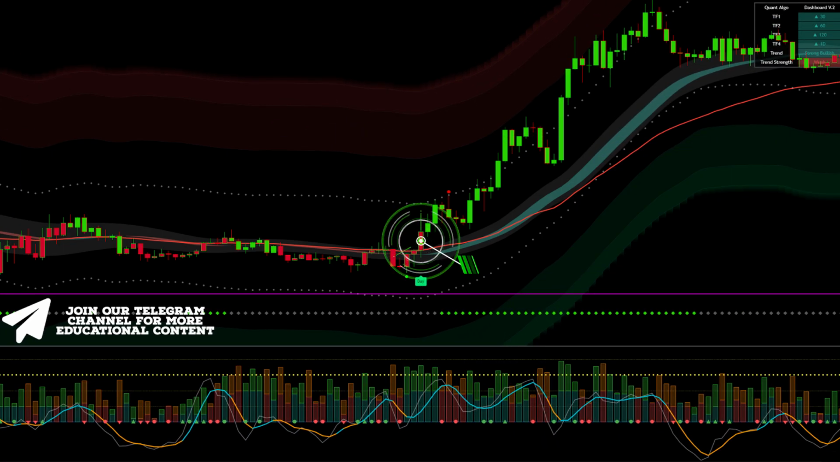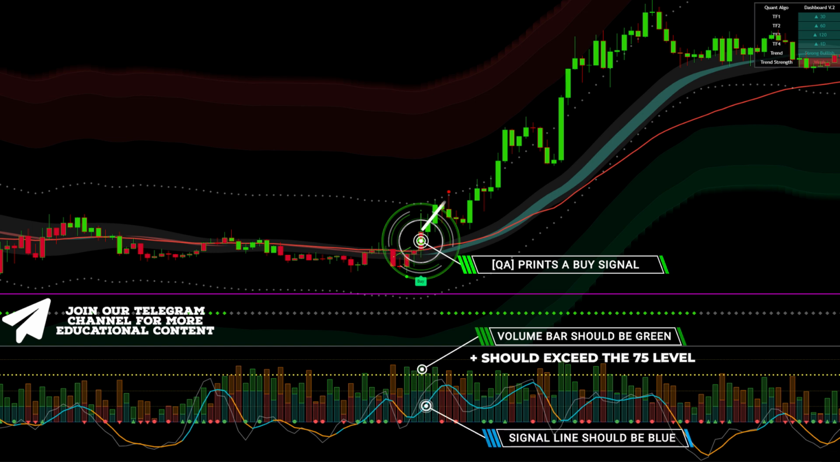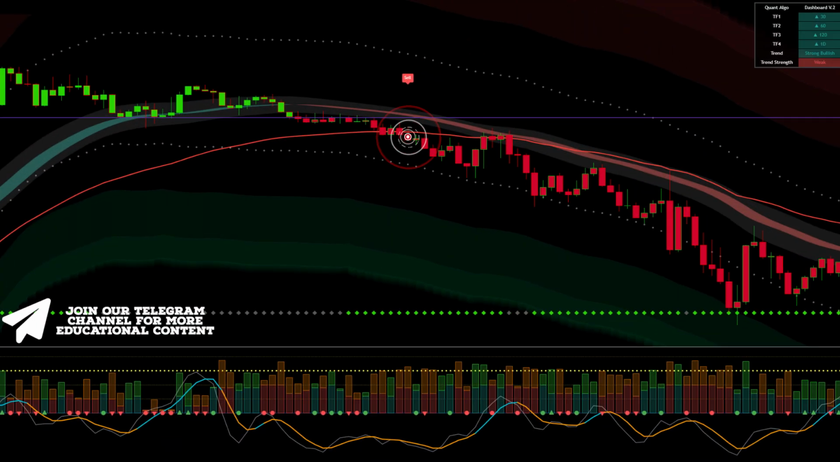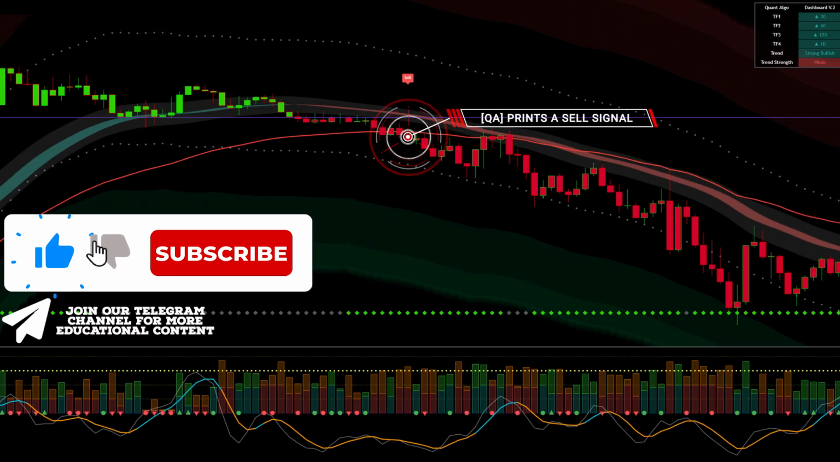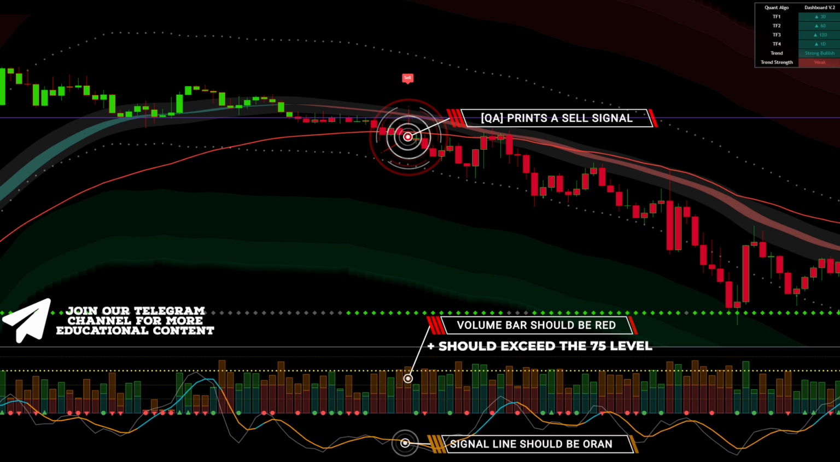So, to confirm a buy signal, the Red K Everix volume bar should be green, and more importantly, exceed the 75 level. Also, the signal line should have a blue color. As a result, we have a perfect upside move. At the same time, to confirm a sell signal, the volume bar must be colored red and be located above the 75 level, with the signal line being colored orange. Boom, the price dropped significantly.